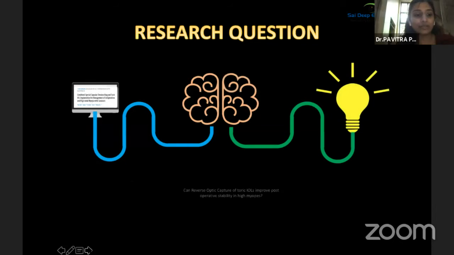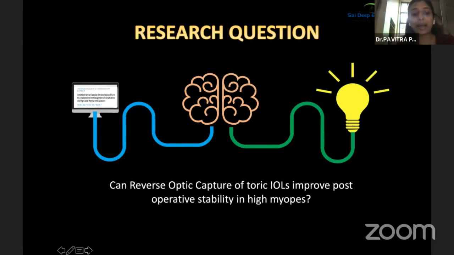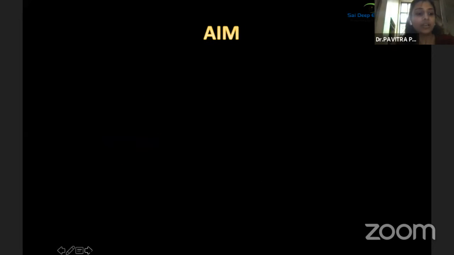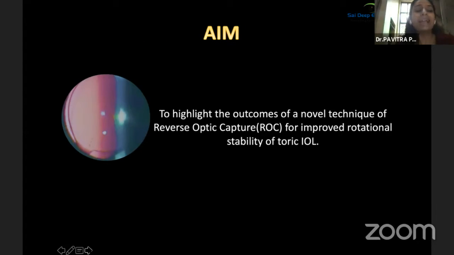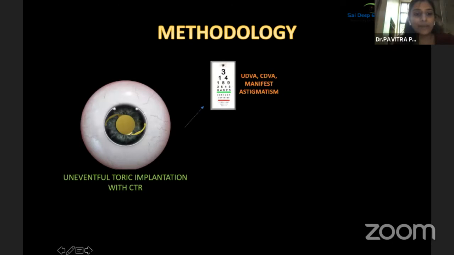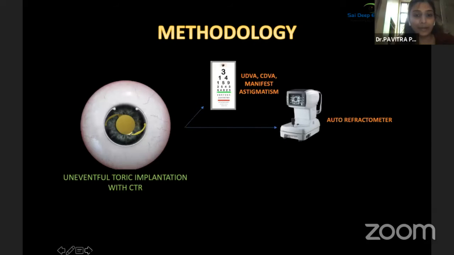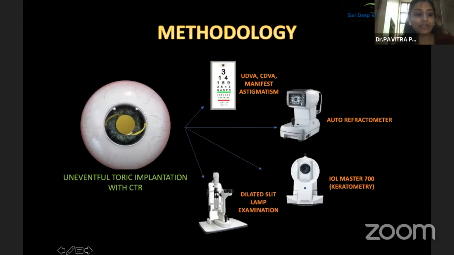So we came up with our research question: can reverse optic capture of toric IOLs improve the post-operative stability in high myopes? The aim of our study was to highlight the outcomes of a novel technique of reverse optic capture for improved rotational stability of intraocular lens. All these patients who underwent toric IOL implantation with CTR were tested for refractive status, keratometry and dilated slit lamp evaluation to assess the alignment of the toric IOL.